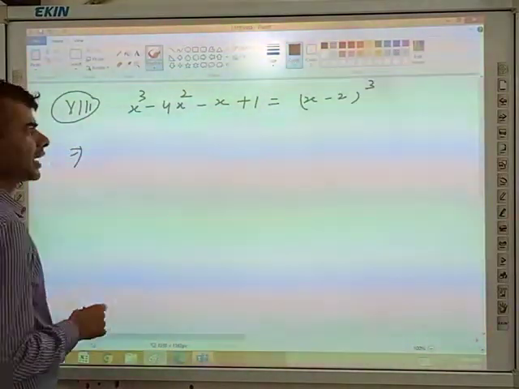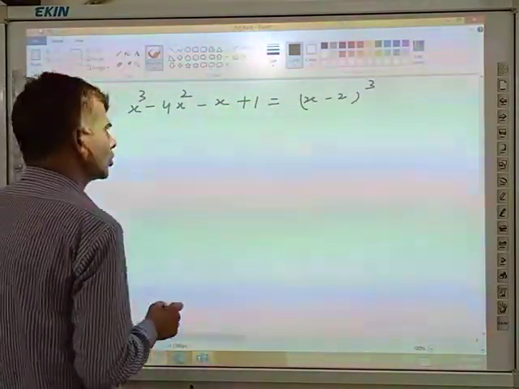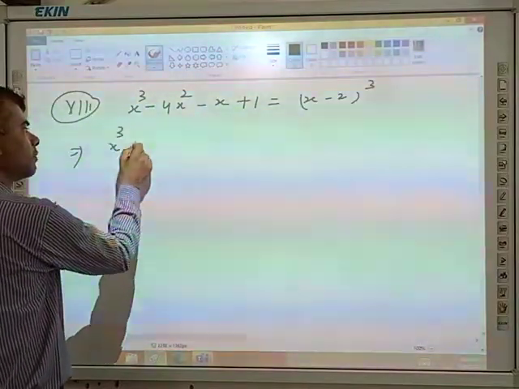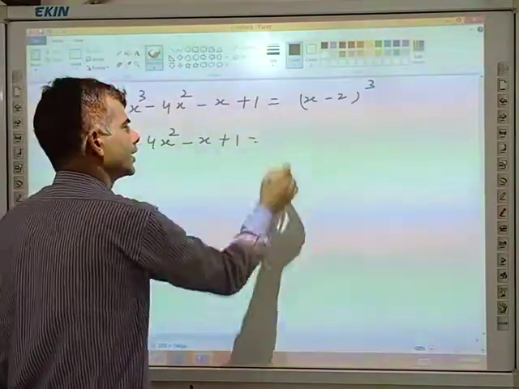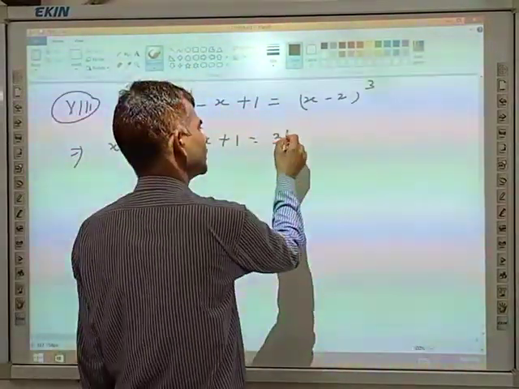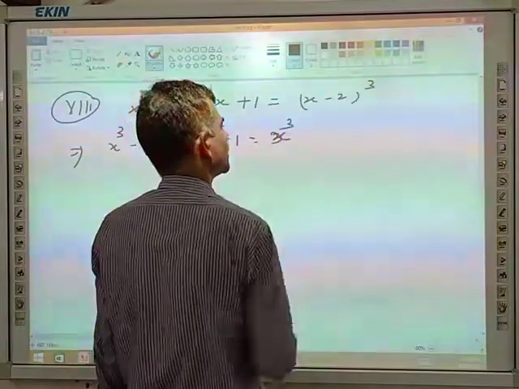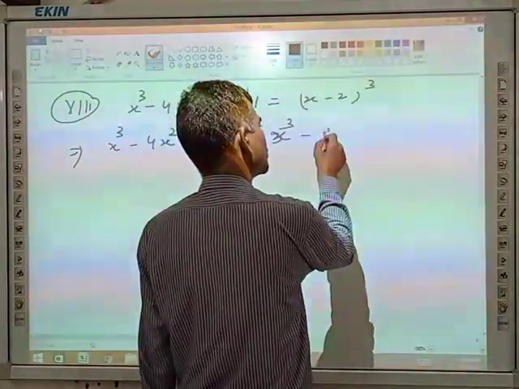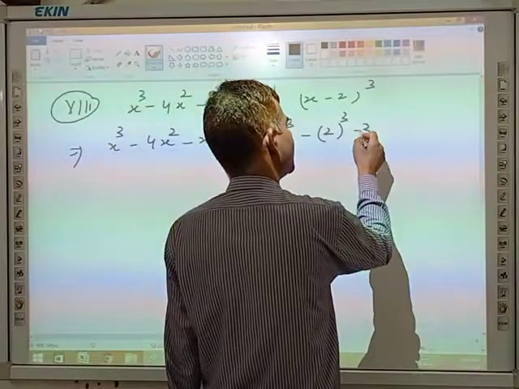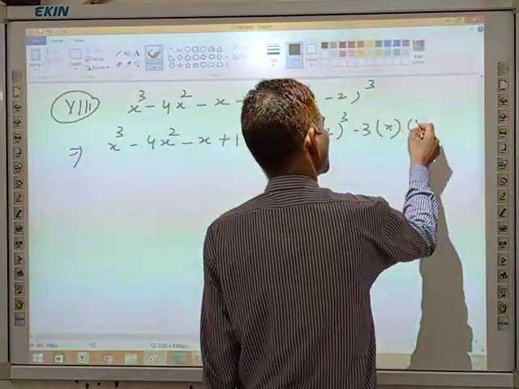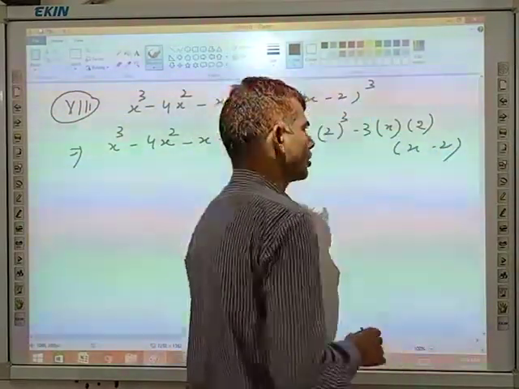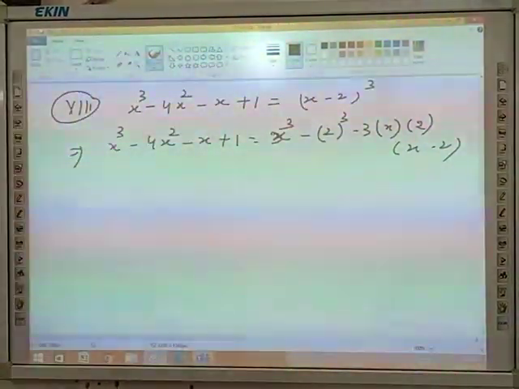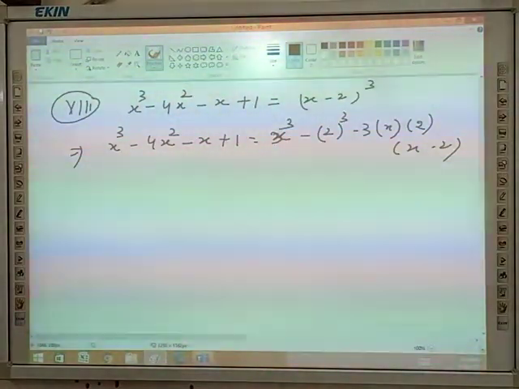Students, apply the identity (a - b) whole cube. On the left, x cube minus 4x square minus x plus 1. On the right, it becomes x cube minus 2 cube minus 3 times x times 2 times (x - 2). Students, any doubt? No, sir.